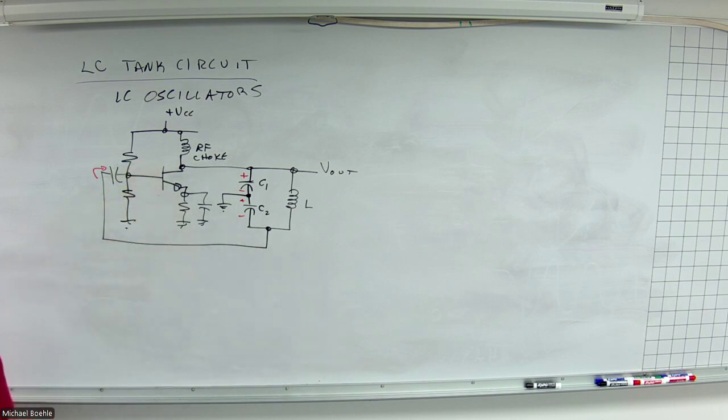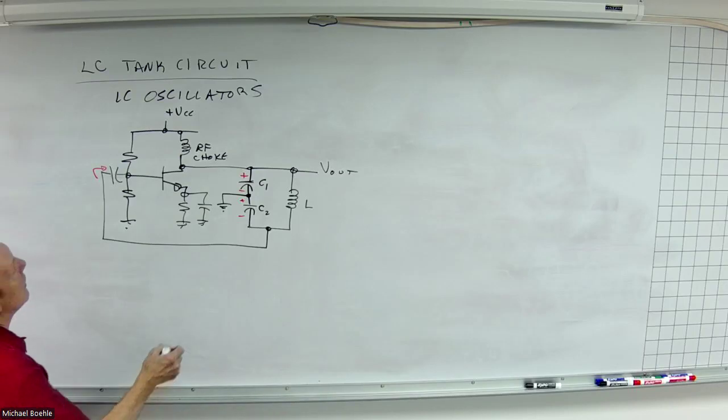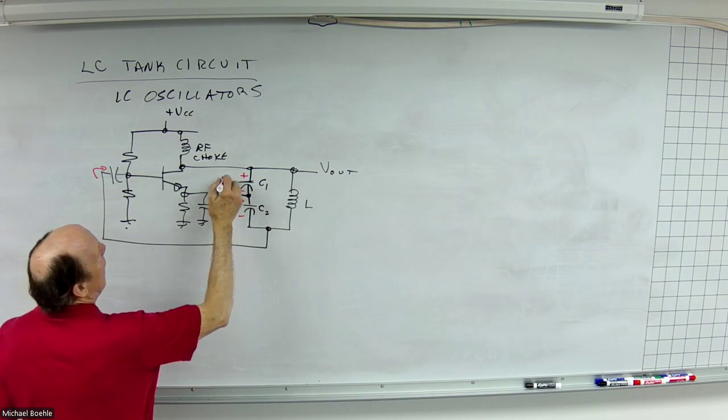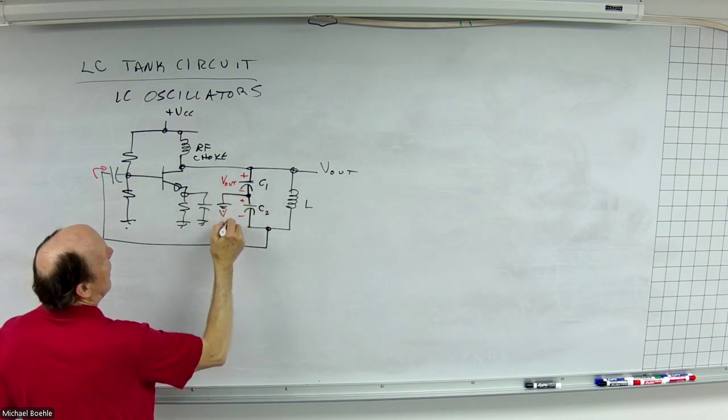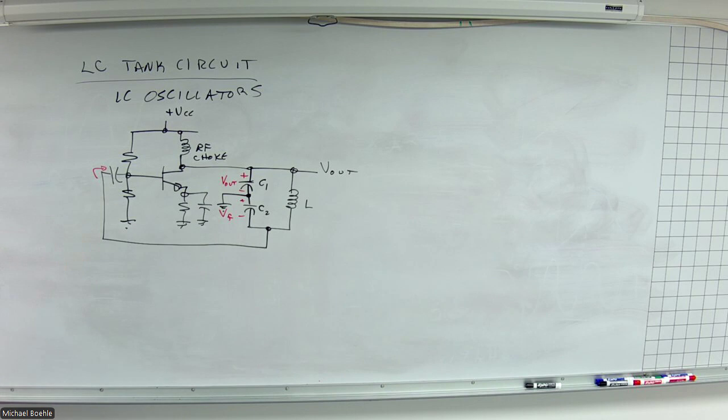What does a common emitter amplifier do to its input voltage? In addition to making it bigger, it inverts it. So twice inverted, I get my original back. That is my positive feedback. So this would be the output voltage. This would be my feedback voltage.